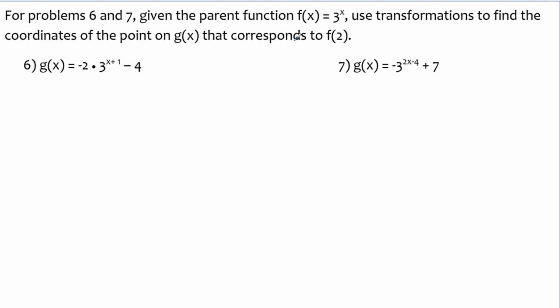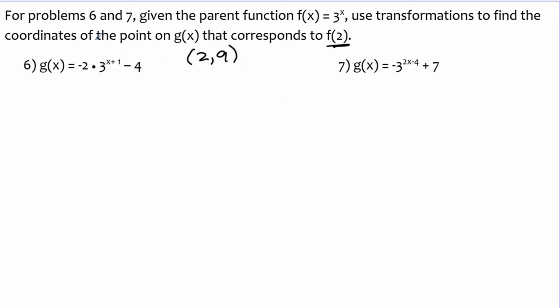So in this problem they're saying f of 2, right? So let's talk about what that means. F of 2 means go to f, plug in a 2, tell me what happens. So if I plug in a 2 here, it becomes 3 squared, which is 9. And so what that means is that on the parent function, on f, when I plug in a 2, I get back a 9, which means that's a point that exists on the parent function.